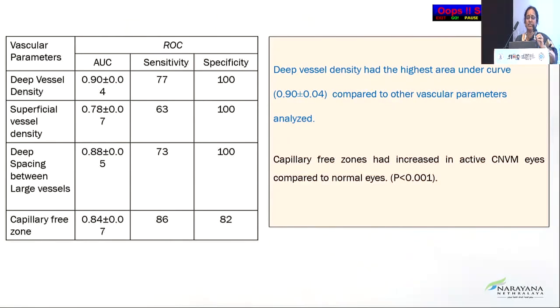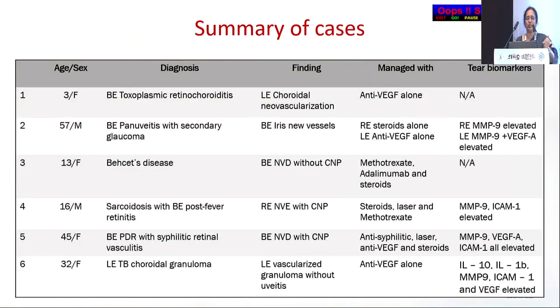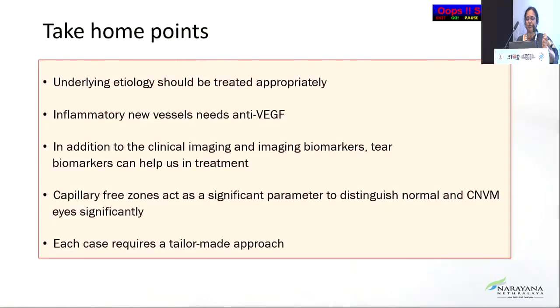The deep vessel density had the highest area under curve compared to the other vascular parameters. So capillary free zone was increased in active CNVM compared to the normal eyes. This is a summary of the cases. We managed the majority of the cases, in addition to the anti-inflammatory, with anti-VEGF agent.